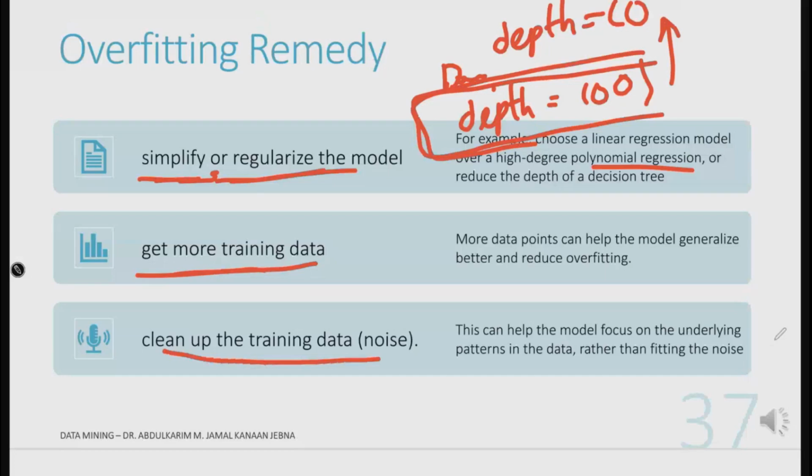Clean up the training data from noise, or if the data has a lot of noise. As I said earlier, you have many cases of a car very old yet very expensive, many cases of a car new and very cheap, right? So you need to clean your data, find why these noises exist inside the data. Is it due to error, or maybe due to something else? You need to find out and reduce.